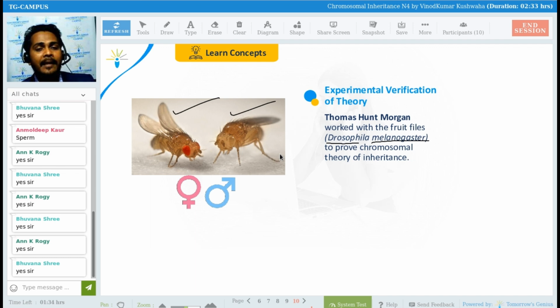Now there are several reasons why Drosophila has more advantages than the pea plant. Drosophila is a kind of fruit fly, and it is easily available in any kind of fruit, like mango or banana, where it feeds on yeast cells present on the fruit surface. It grows on those yeast cells.